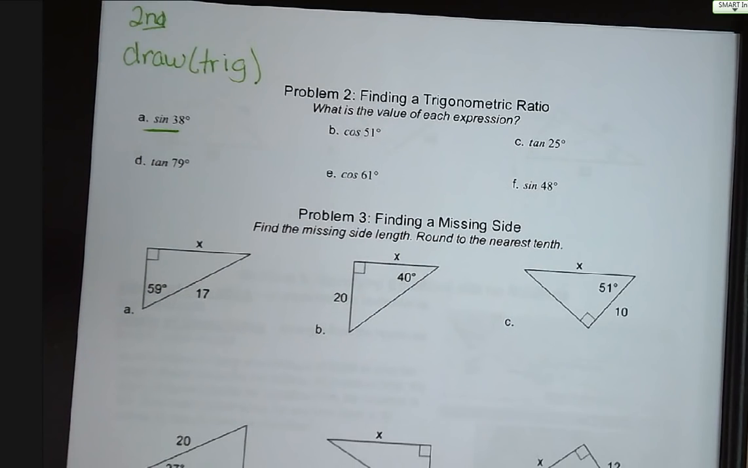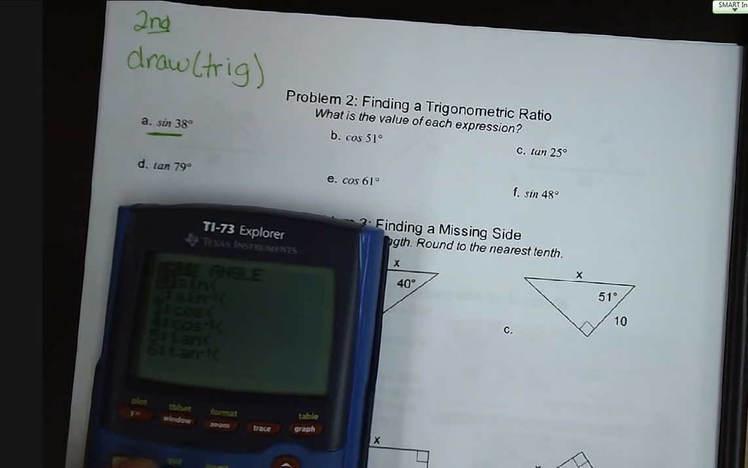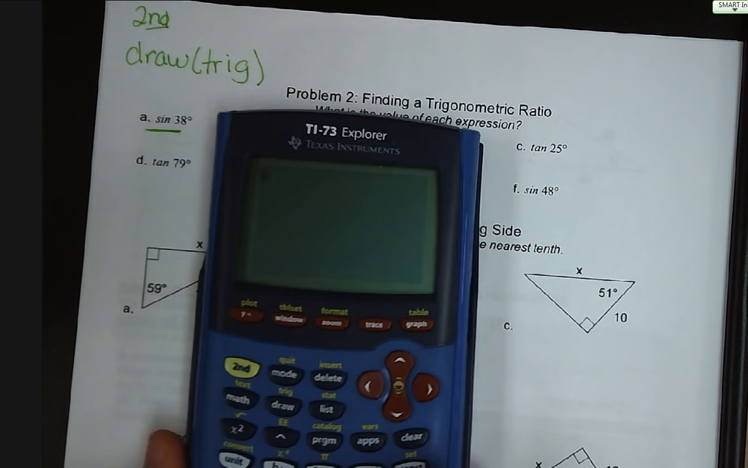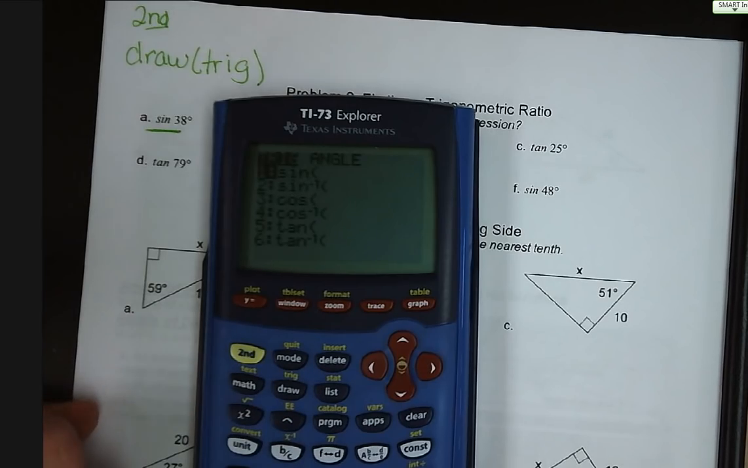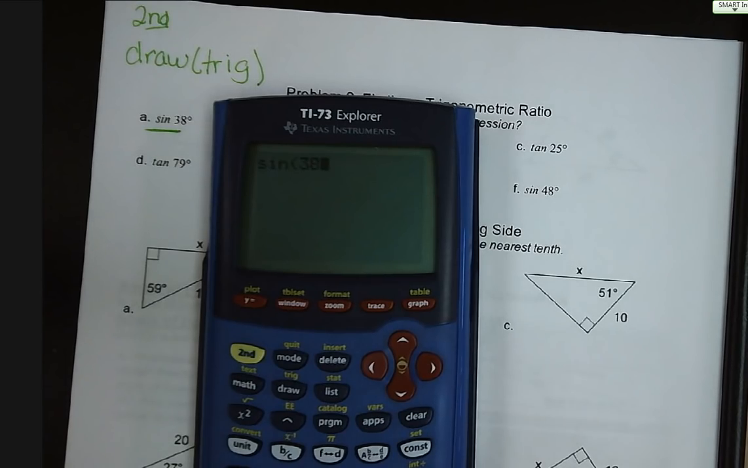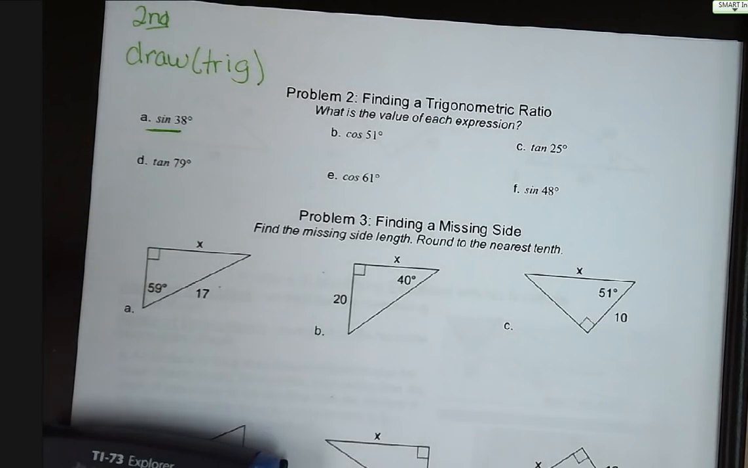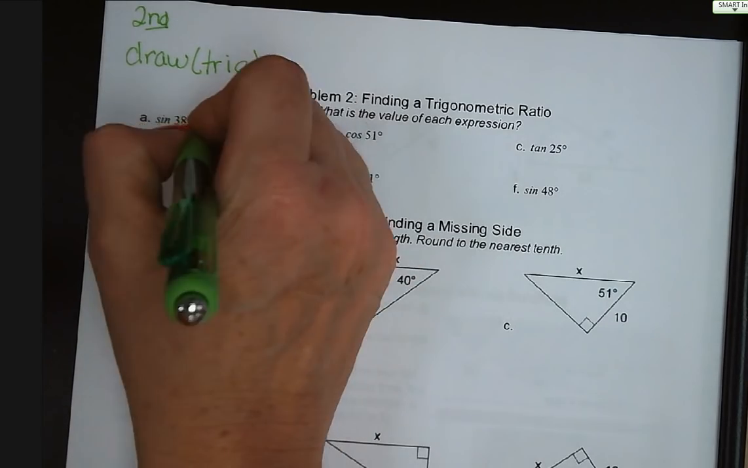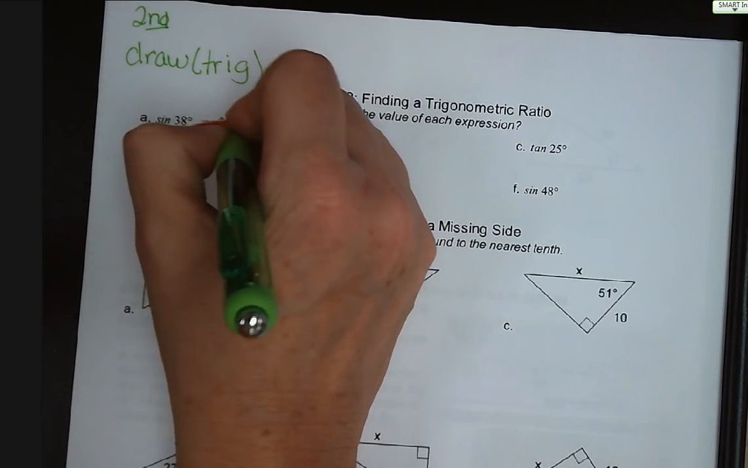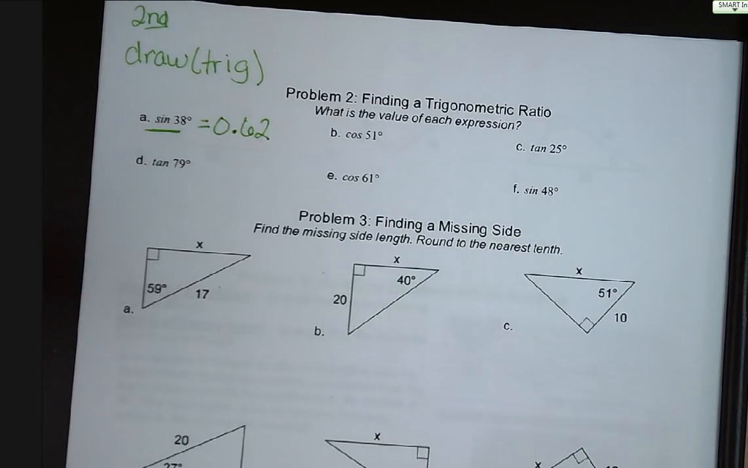Just to show you on the calculator, we push the second button and draw, which brings up the trig ratios. The first one we want to do is the sine, so we take the first. Sine of 38 is equal to 0.62. You're just going to do hundredths? Yeah, just do hundredths. Let their chemistry teacher teach them about sig figs.